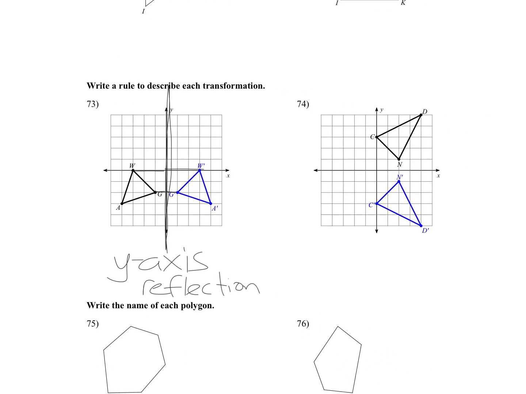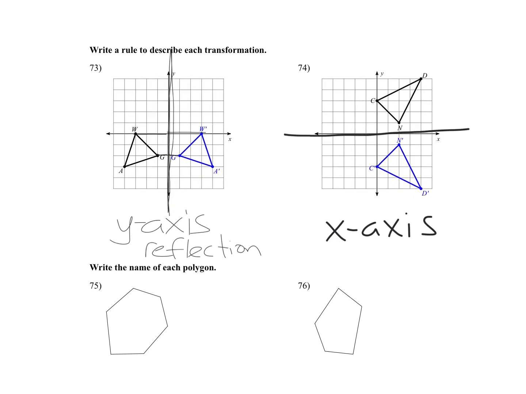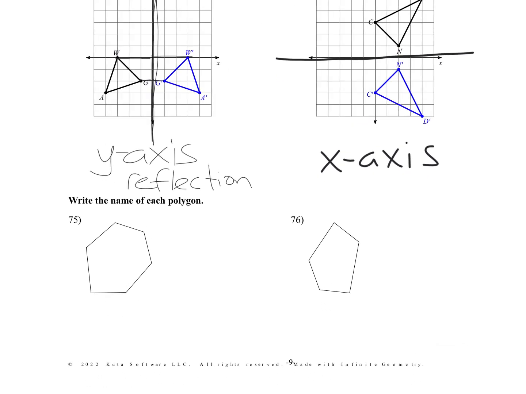So on 74, where do they reflect? X-axis. Any questions before we do those last couple? No. All right. How do we write the names of polygons? Count the sides. So we have 1, 2, 3, 4, 5, and 6. Pentagon. What is it? Hexagon.